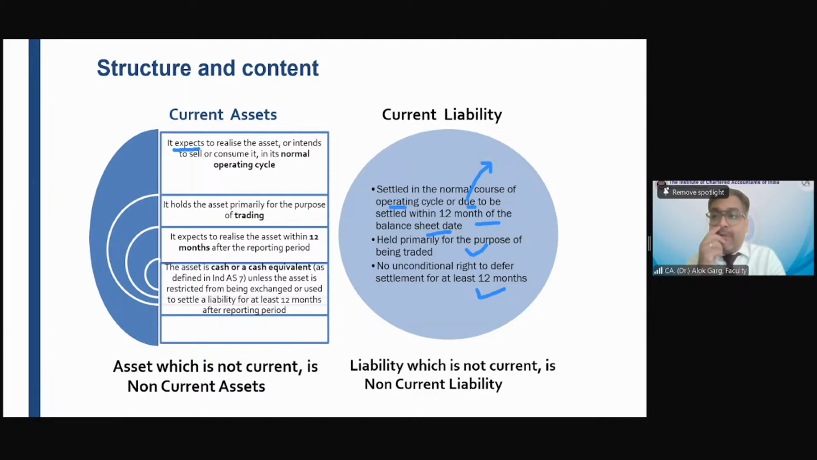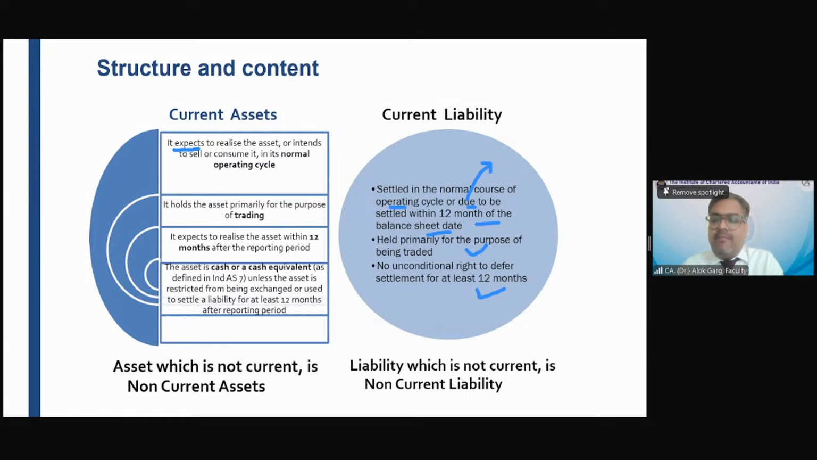So I'm asking you a simple question. When was this liability due to be settled? Maximum 10 days, if he has agreed that you can pay me after 10 days. It was immediate, or it was 10 days after. Second question I'm asking: whether I have an unconditional right to defer the settlement for at least 12 months.